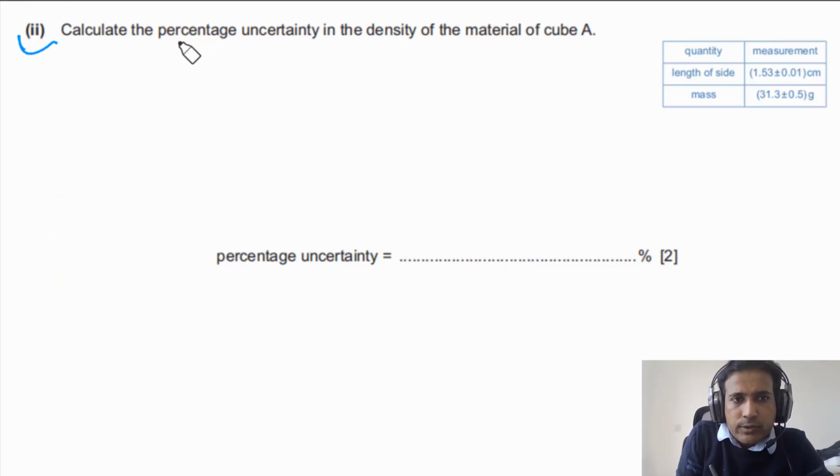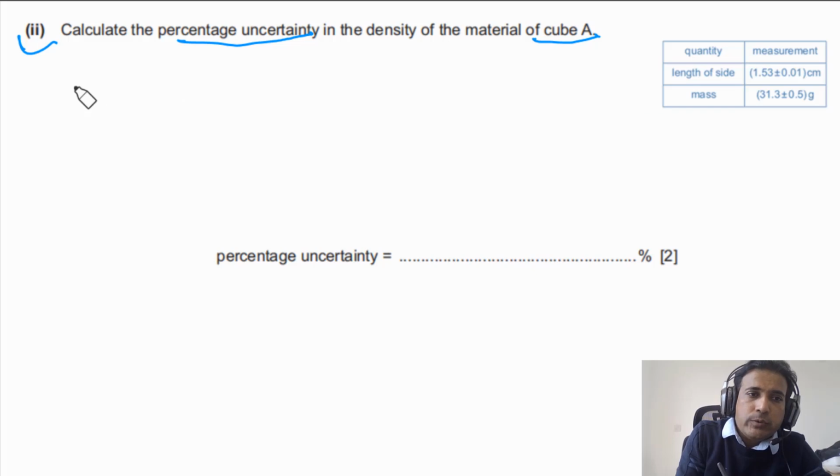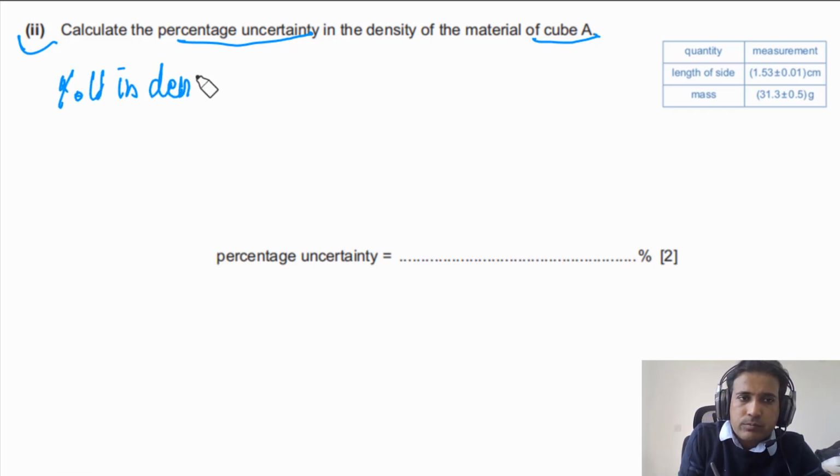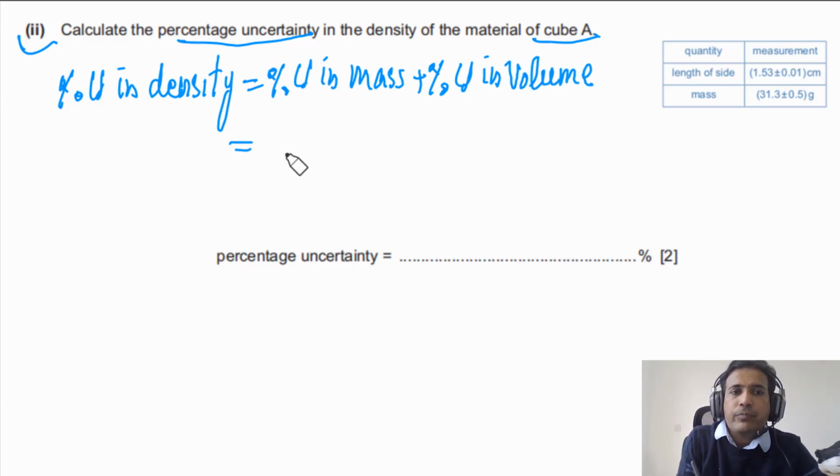The second part says calculate the percentage uncertainty in the density of the material of cube A. So how can we calculate the percentage uncertainty in density? Simply, the percentage uncertainty in density is equal to the percentage uncertainty in mass plus the percentage uncertainty in volume, because density is equal to mass divided by volume. And how can we calculate the percentage uncertainty in mass? We need to take the absolute uncertainty and divide by the mean value.